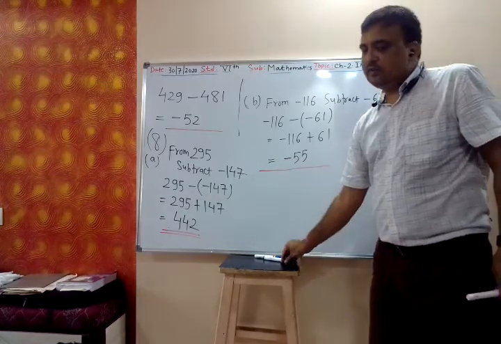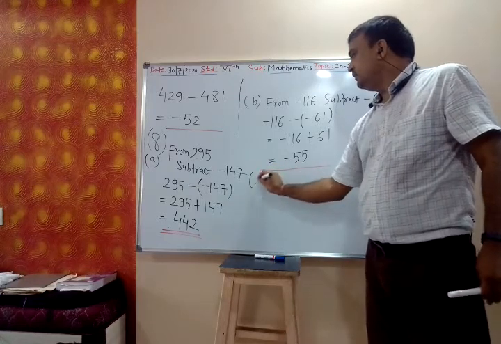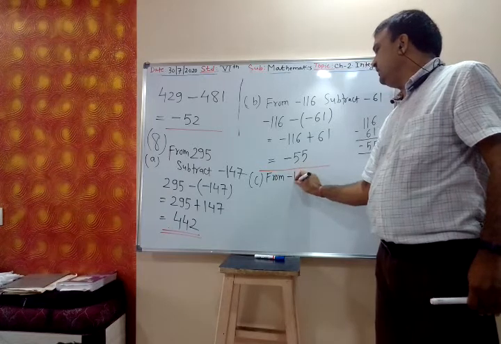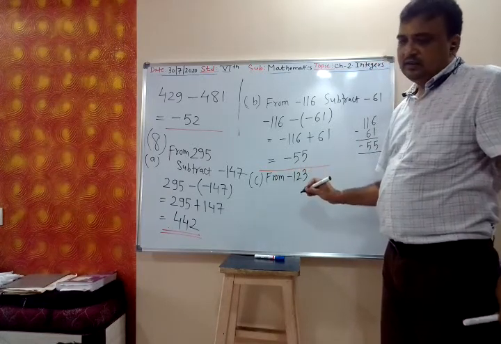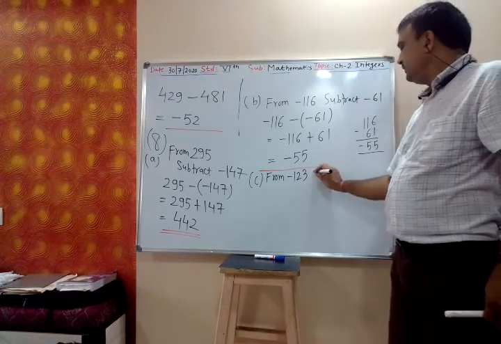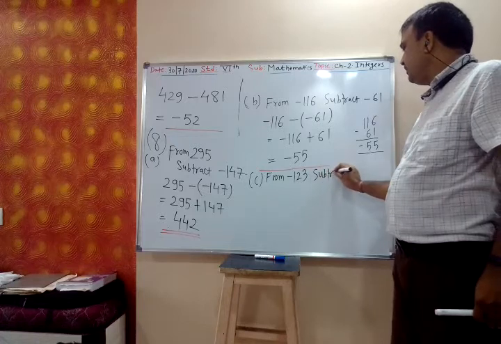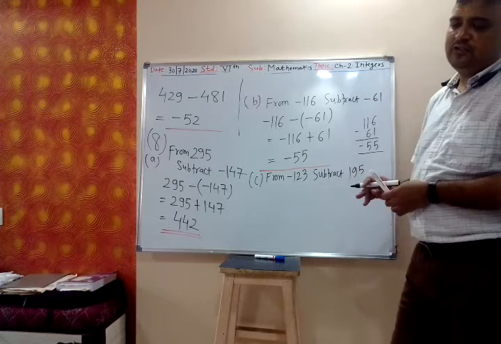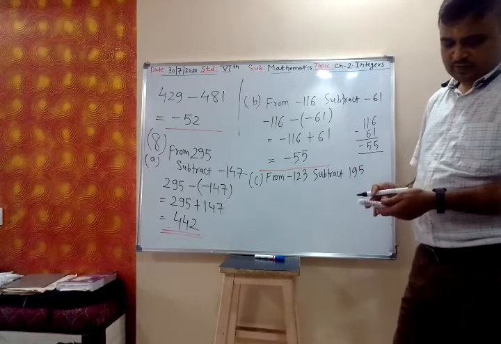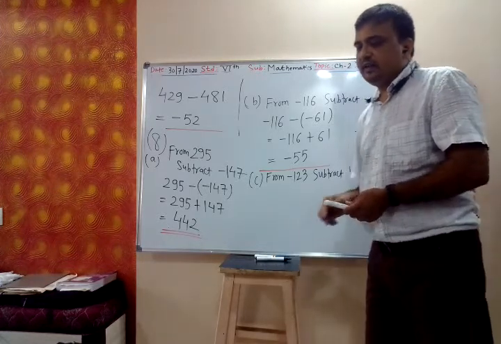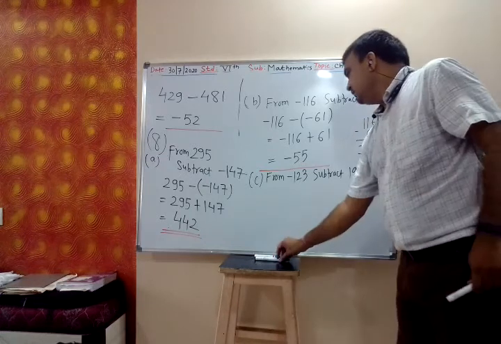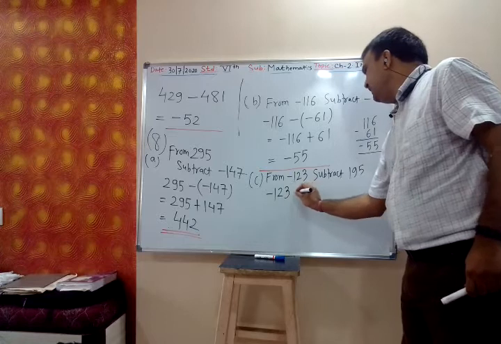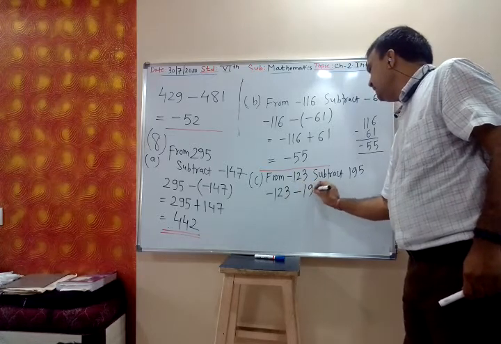Then from minus 123, subtract 195. From minus 123, subtract 195. So minus 123, we subtract means minus 195.